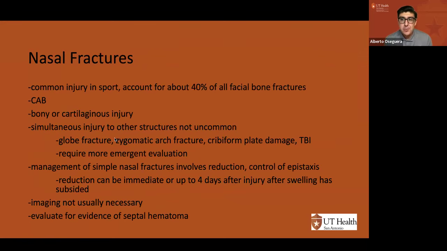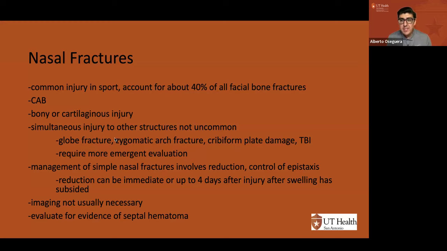So moving on to nasal fractures. Super common in sport. They account for about 40% of all facial bone fractures. Again, with any sort of facial fracture, you'll want to evaluate for any sort of secondary traumas or more life-threatening conditions. Most of the time, they'll involve the actual bone, but they can also involve the cartilage as the nasal bridge is both bony and cartilaginous.